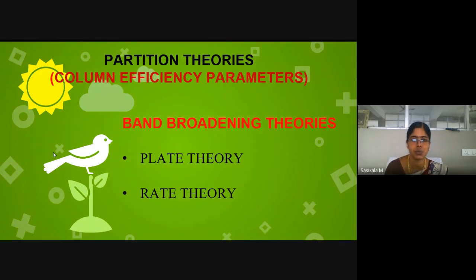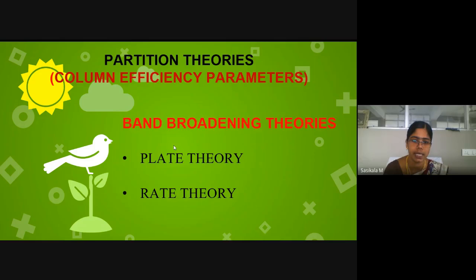Next we'll move on to another theory of column efficiency parameters, that is band broadening theories. These are very important under partition theories; you will get a 5 mark question directly from band broadening theories. Okay, this will also affect column efficiency parameters, or column efficiency is affected by band broadening theories.